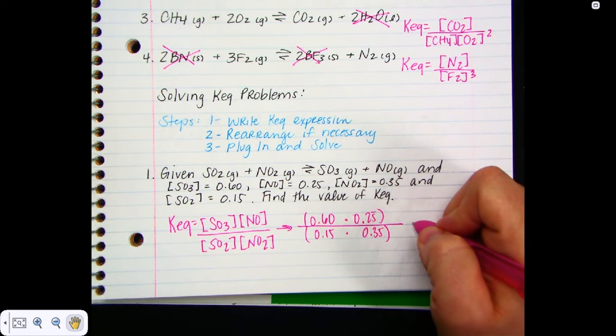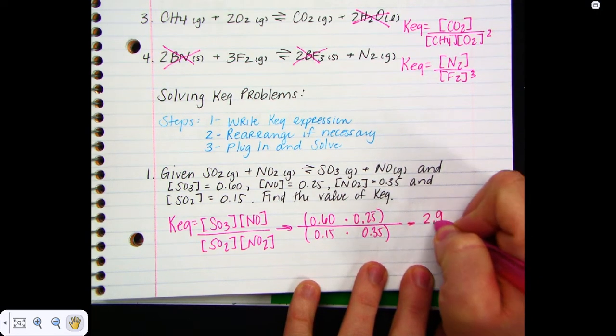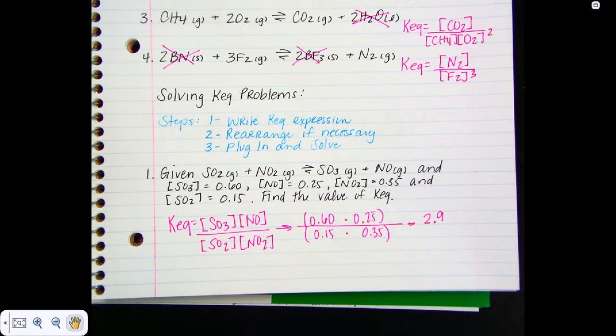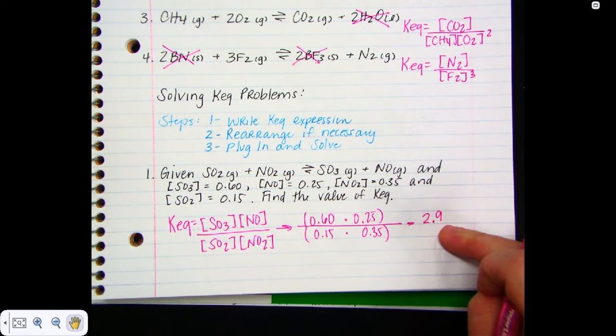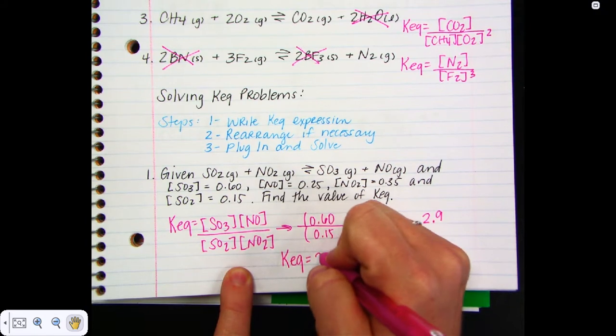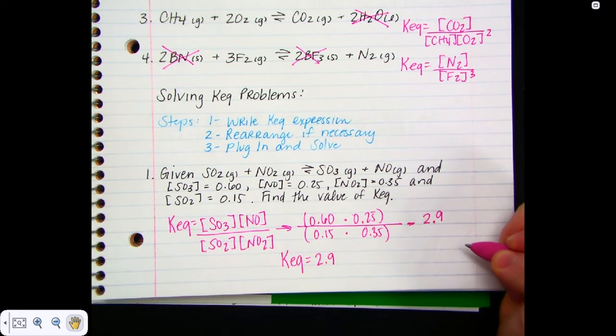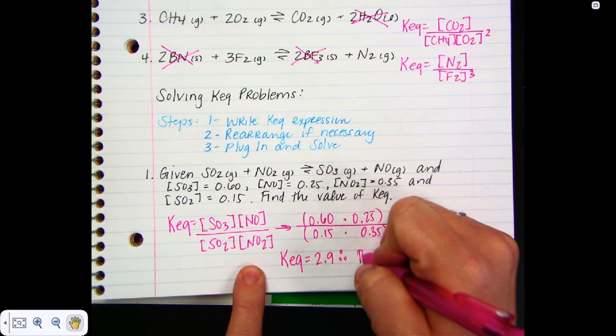So what does this give me? To 2 sig figs, this comes out to be 2.9. So how do I record my answer? Keq is unitless, so it doesn't have a unit, but you need to be explicit about what this value means. So my answer is going to be Keq equals 2.9. And what does that mean? It's bigger than 1. Therefore, products are favored.